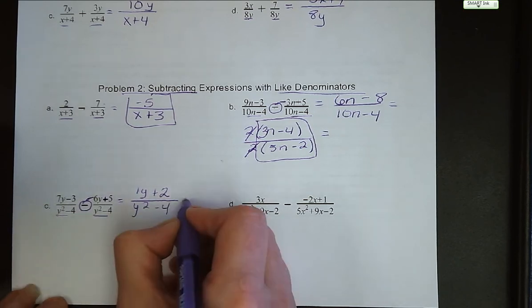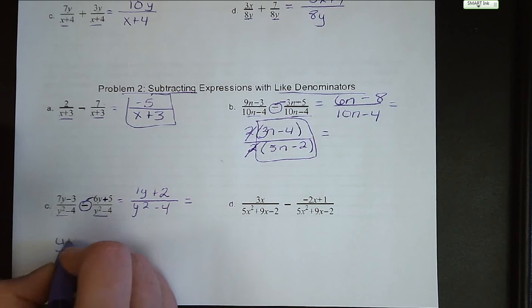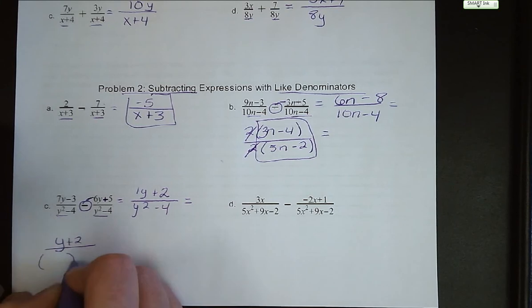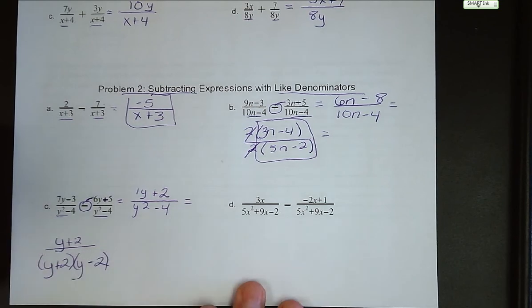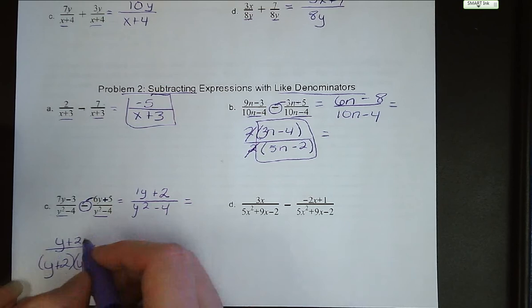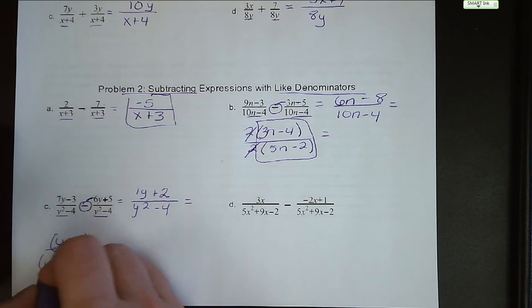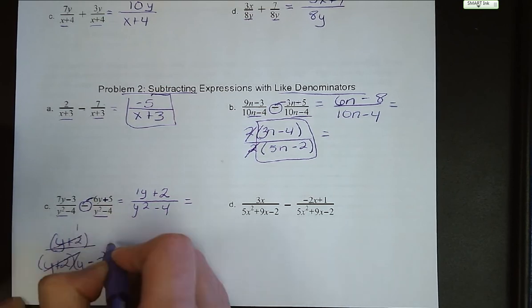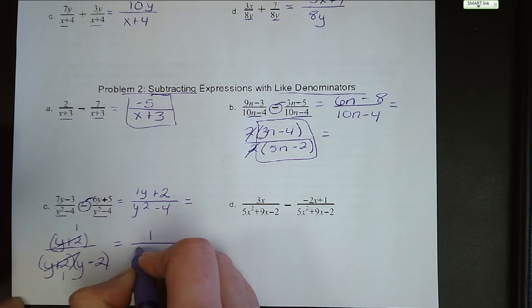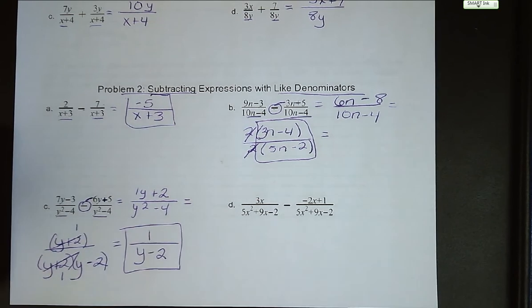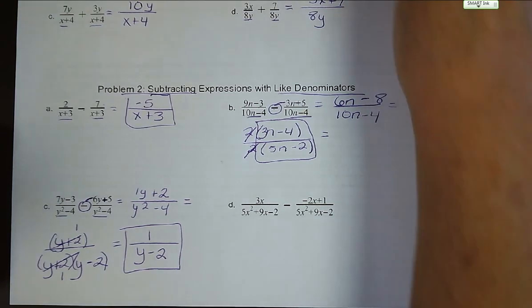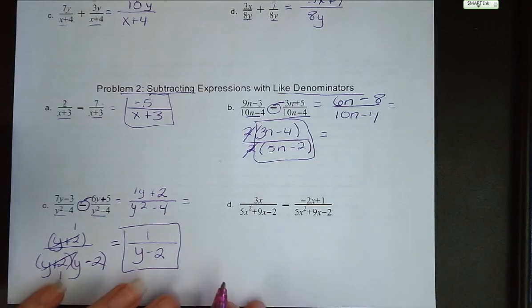Can we simplify that denominator a little bit? I think we can. What's that one rule that keeps coming up a lot? Difference of squares. So y plus 2, y minus 2, for those of you who weren't following along there. So 1 over y minus 2, because the y plus 2's cancel out.